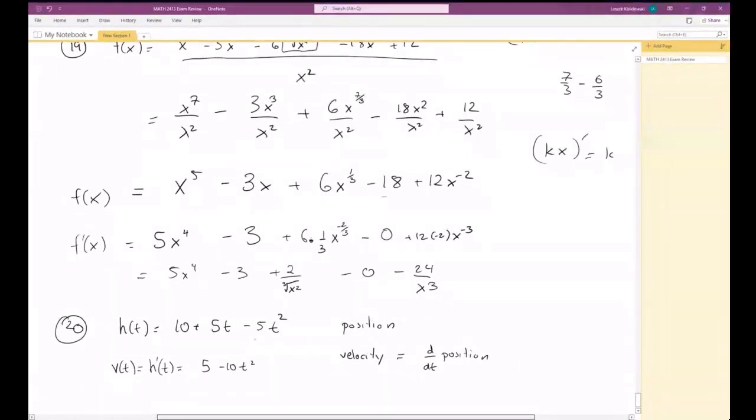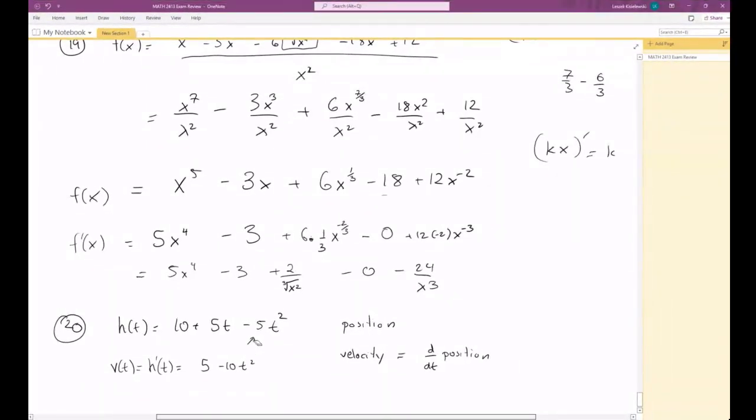And by the way, they probably wouldn't use a 5 over here. What do they typically use if they're dealing with projectile motion? 4.9, or if you're using 16, so 9.8 meters per second squared is the acceleration, or 32 feet per second squared. So that's typically what they use.